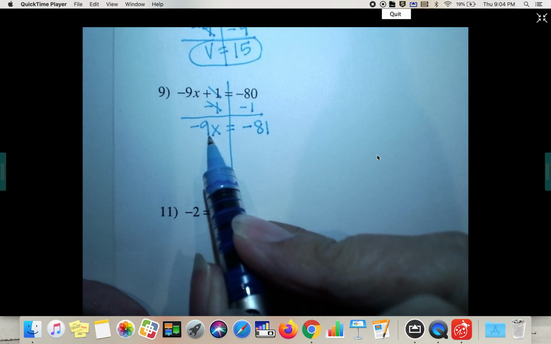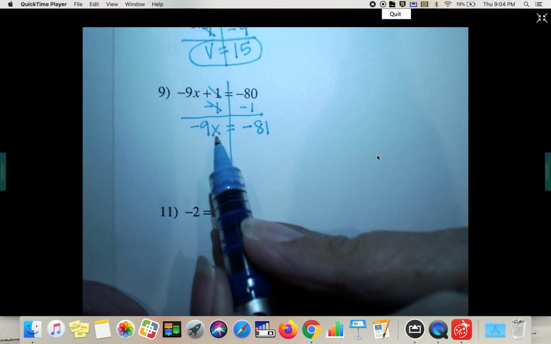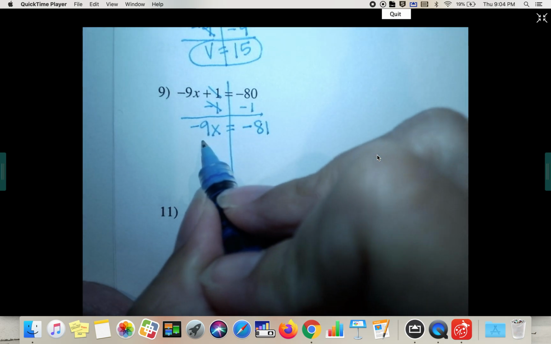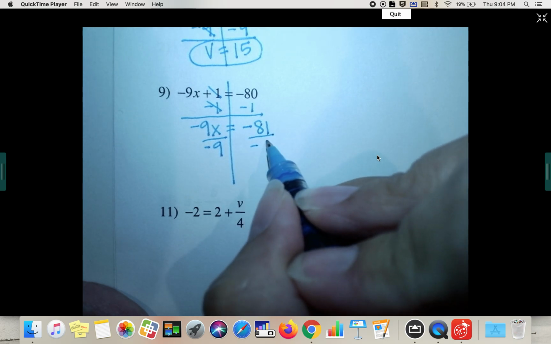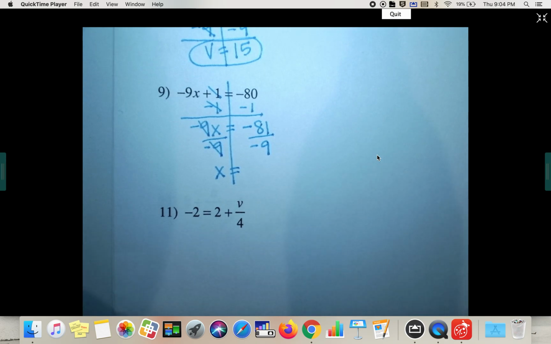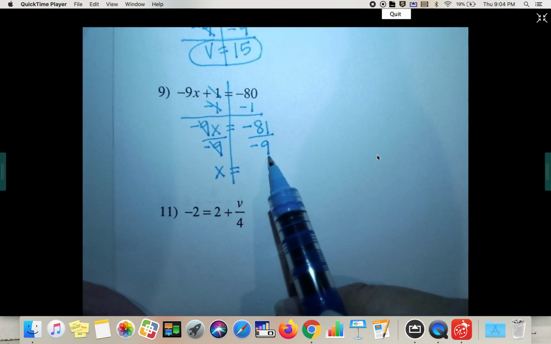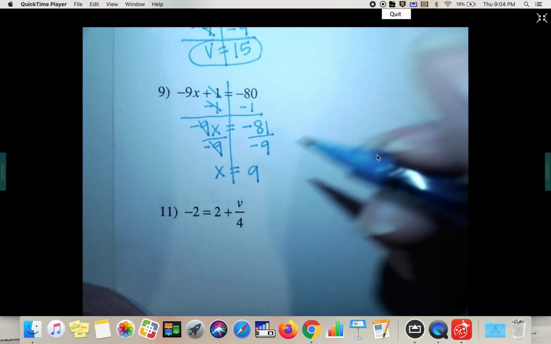Negative 9 is being multiplied by x. They're squished up against each other, which means multiply. Negative 9 times x, so that means you're going to divide. Cancel, cancel. Use your calculator if you're not sure about positives or negatives, but negative 81 divided by negative 9, a negative divided by a negative, is a positive 9.